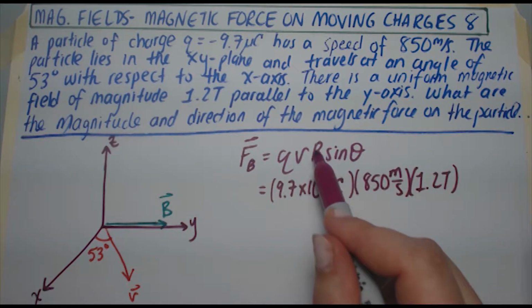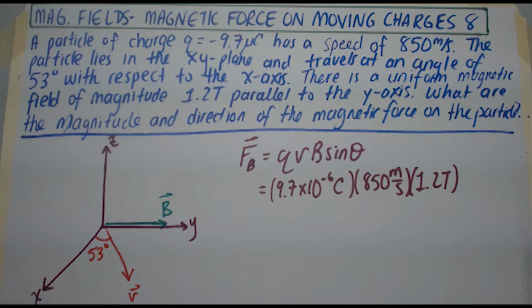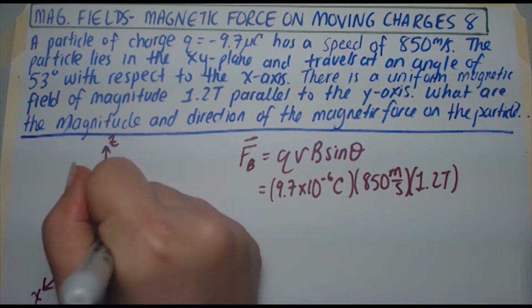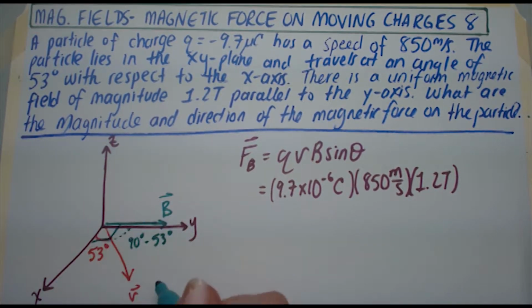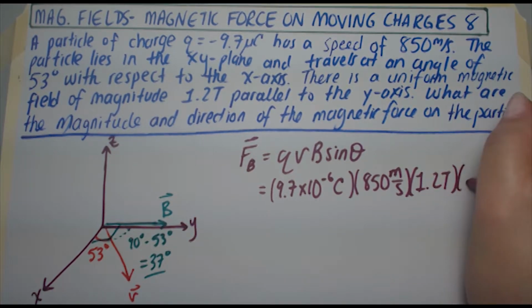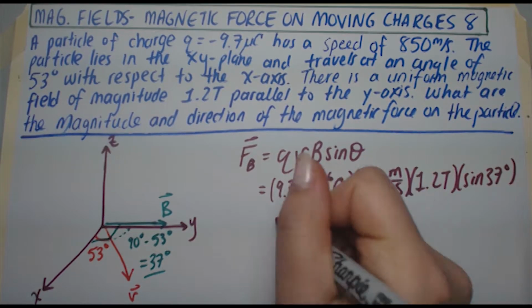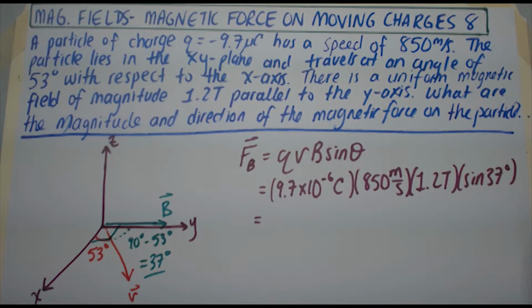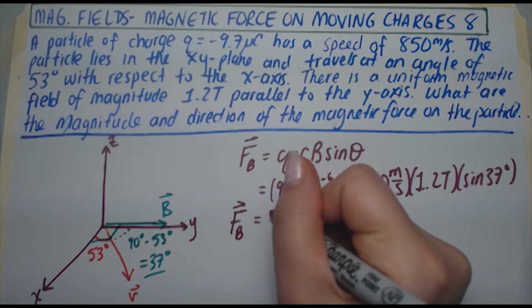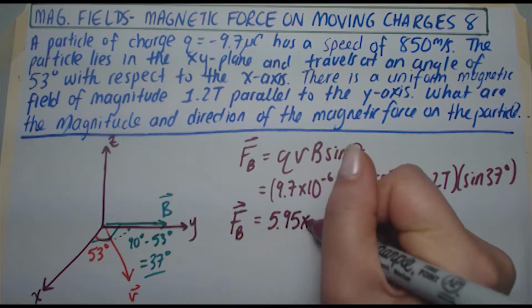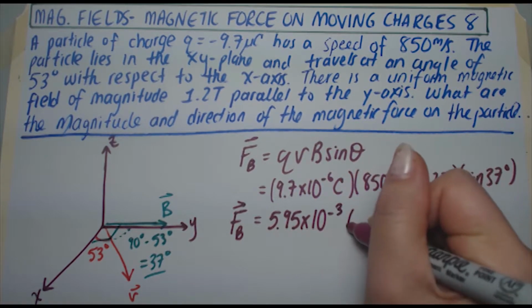Well, remember theta is the angle between the velocity and magnetic field, right? Now, in the picture, 53 is the angle between X and V. I want the other angle. I want this angle in here. So this angle is simply 90 minus 53, because this whole thing is a 90-degree angle. So 90 minus 53 is 37. So therefore, I'm going to multiply this by the sine of 37 degrees. All you have to do is punch those numbers in your calculator, and you're going to get a magnetic force. So here's the magnitude for now of 5.95 times 10 to the minus 3 newtons.